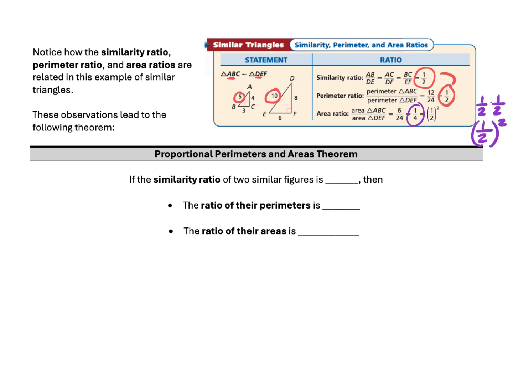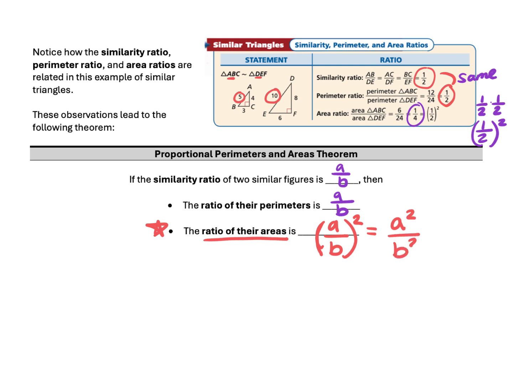So in general, if the similarity ratio of 2 similar figures is A over B, then the ratio of the perimeters is going to be the same. The perimeter ratio and the similarity ratio are the same, both A over B. But for the ratio of the areas, that's going to be A divided by B, quantity squared. So if I'm trying to find a missing area, I'm going to have to take my similarity ratio and square it. And by the way, you square both the numerator and the denominator of your fraction.